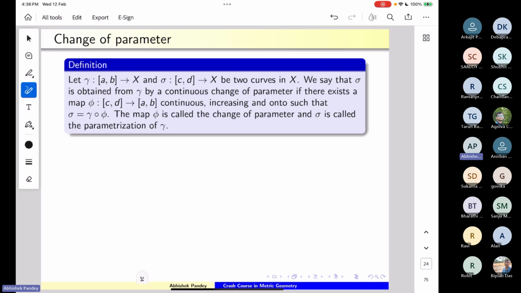Okay, so we'll not talk about change of parameters. Let gamma from [a, b] to X, and another curve sigma from [c, d] to X, be two curves in X. We say that sigma is obtained from gamma by a continuous change of parameter if there exists a map phi from [c, d] to [a, b], which is continuous, increasing and onto, such that sigma can be written as gamma composed with phi. The map phi is called the change of parameter, and sigma is called the reparametrization of gamma. Is the definition clear?